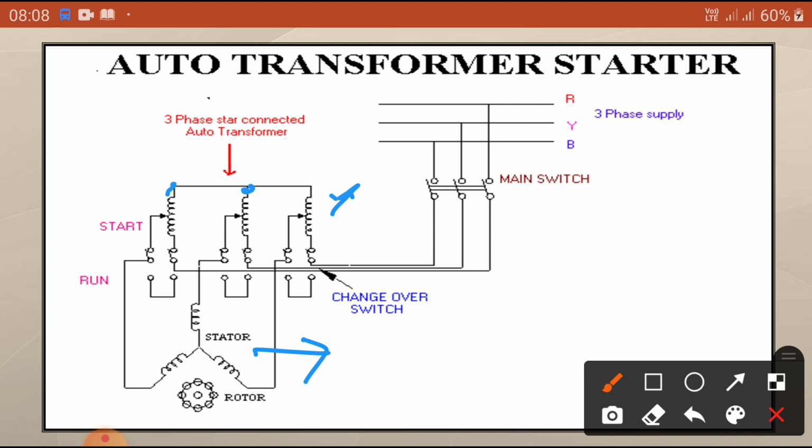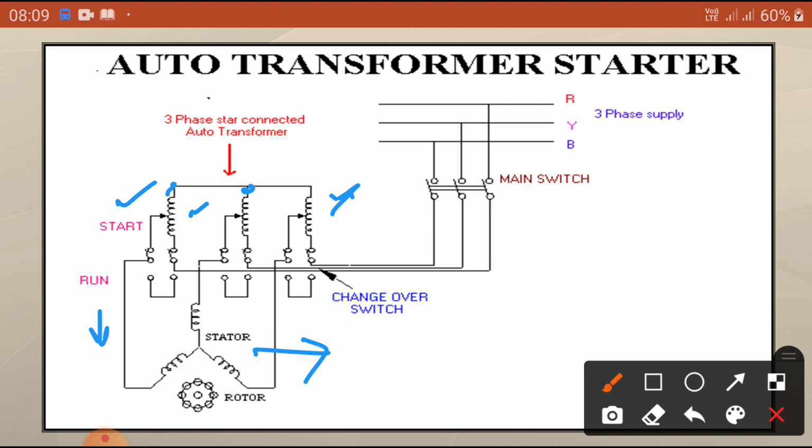Now when the switch is in the start position, the stator winding is supplied with a reduced voltage to the motor. This can be controlled by tappings provided on the auto transformer. When the motor attains 80% of its normal speed, the changeover switch is thrown to the run position to apply the rated voltage to the motor. Due to this, the rated voltage is applied to the stator winding and the auto transformer is taken out of the circuit.